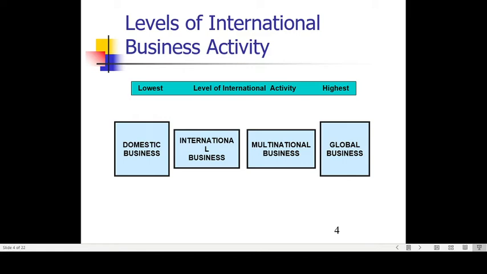And then, highest is the global business. Yung global business, nag-ooperate siya sa buong mundo. Ito yung mga stock markets, global business yan. Forex, global business yan.